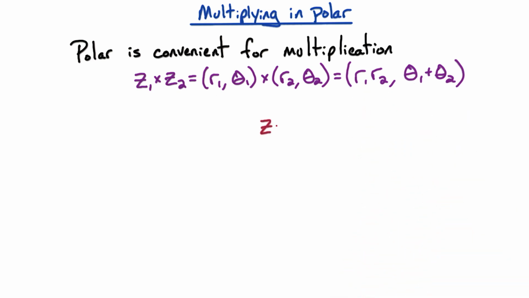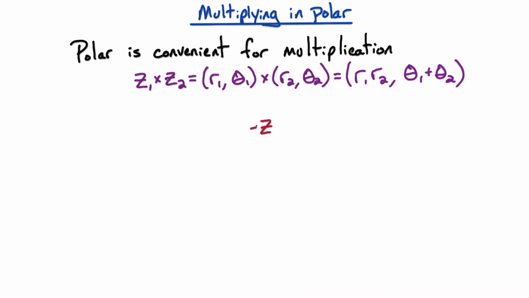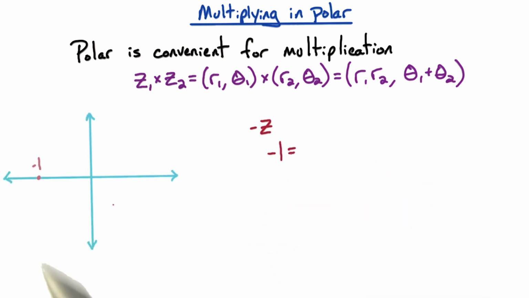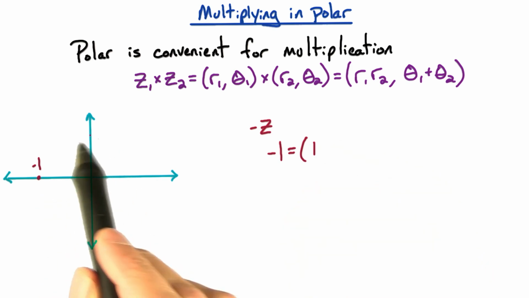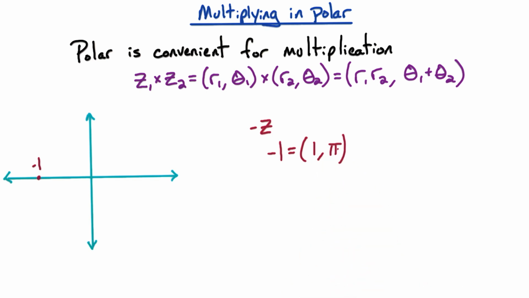Now suppose that I have a complex number z, and I want to look at its opposite. So I want to look at negative z. This corresponds to multiplying z times negative 1. What is negative 1 in polar coordinates? Here's the point negative 1 in the complex plane. It's a distance 1 from the origin, and it has angle 180 degrees, or pi. So its polar coordinates are 1 comma pi.